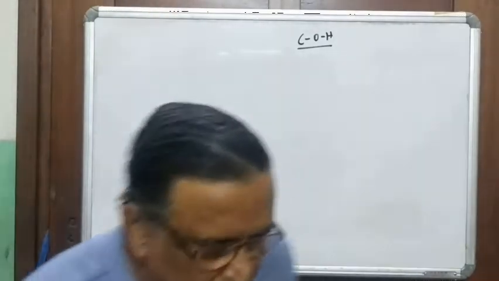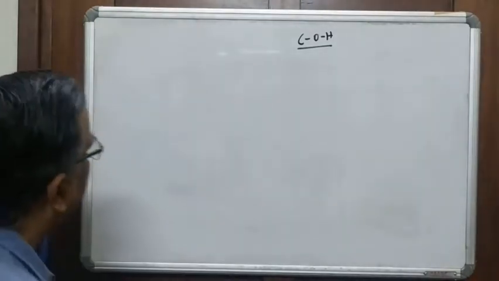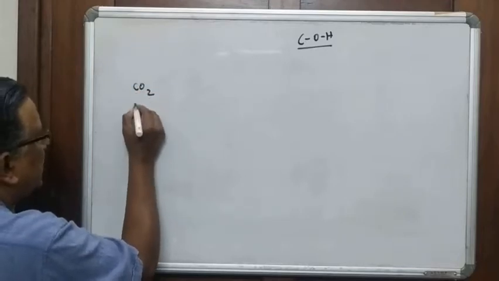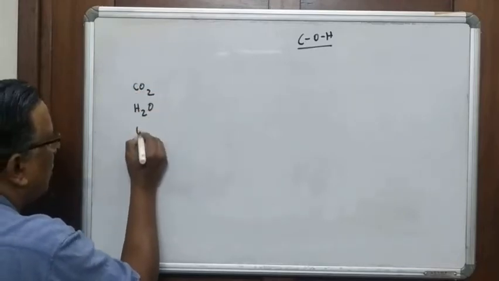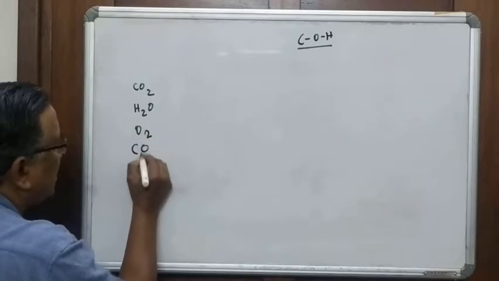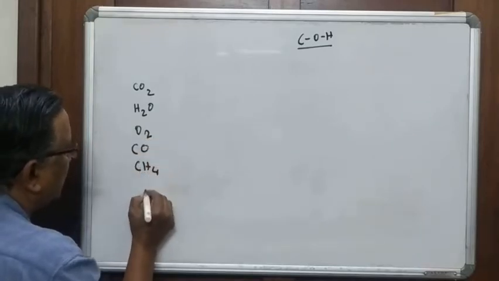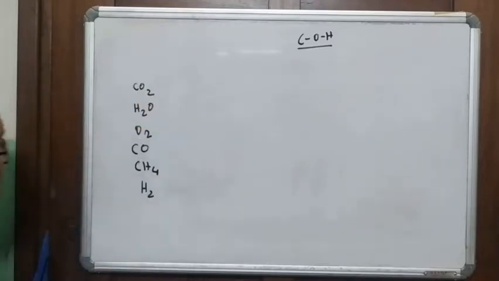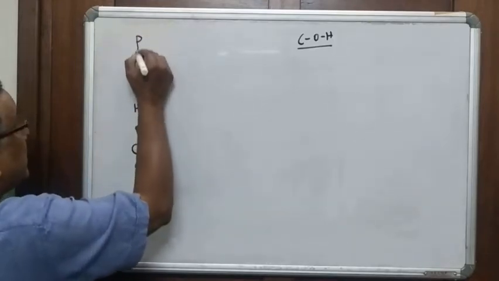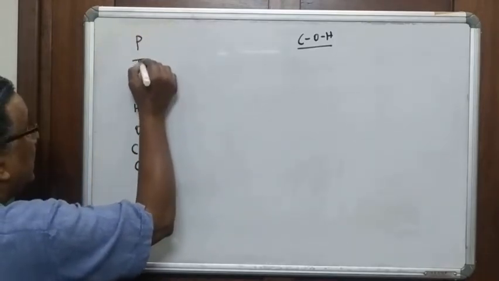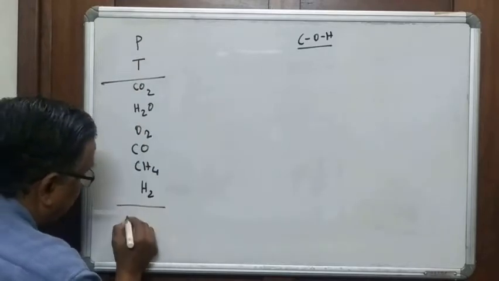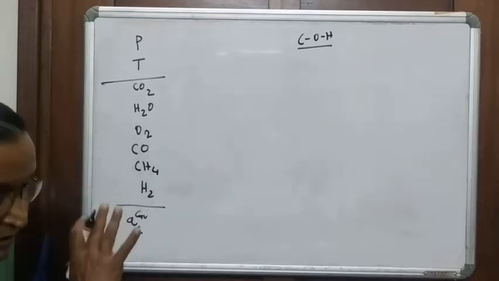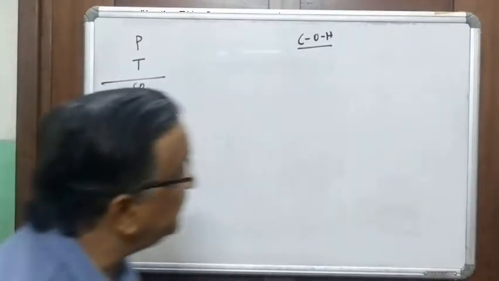Mostly, in this type of fluids, you have CO2, H2O, O2, CO, CH4, and H2. These are the components. I will also write down pressure and temperature here. Yeah, these are the fluid components. And then you have activity of carbon in graphite. These are the intensive variables which you're looking at.